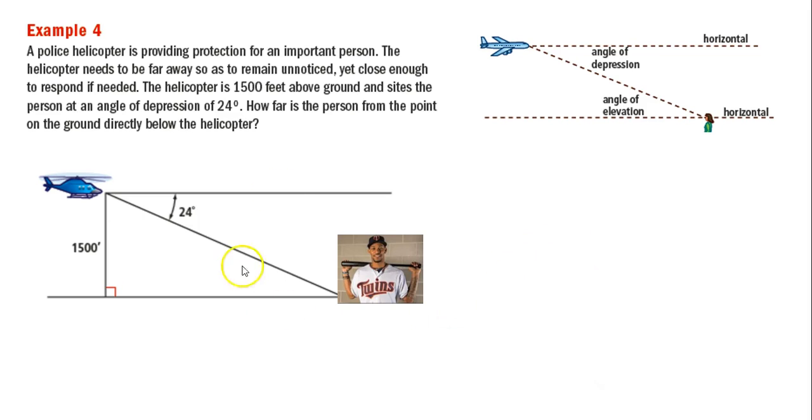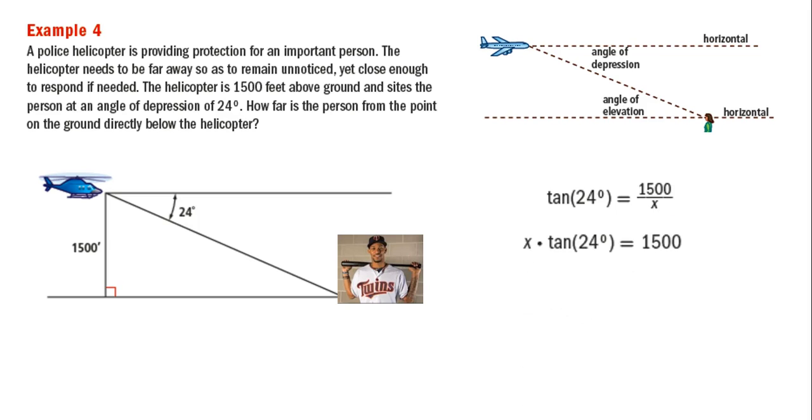Anyway, since Byron Buxton needs this protection here, we're going to use the tangent function because we're looking for the adjacent side and we have the opposite side. We're going to take the tangent of angle 24. The tangent of 24 is equal to 1,500, the opposite side, divided by the adjacent side, because the tangent of any angle is equal to the opposite side divided by the adjacent side. So we know that the tangent of 24 is equal to 1,500 over x, and we have to solve for x.